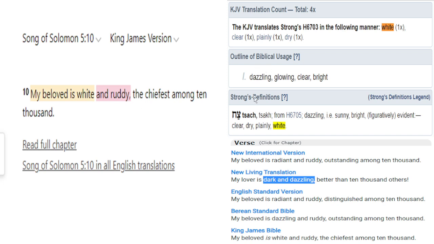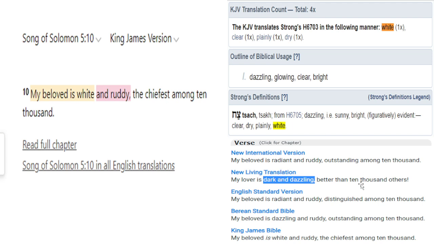He's talking about my beloved is plain, clean, dry, right? Sunny, radiant, things like that, right? Like when people say you're a clean slate, right? Or a blank sheet of paper. That's what it's talking about. It's not talking about it literally. And to prove that, in other versions of Song of Solomon 5:10, it doesn't say white and ruddy.